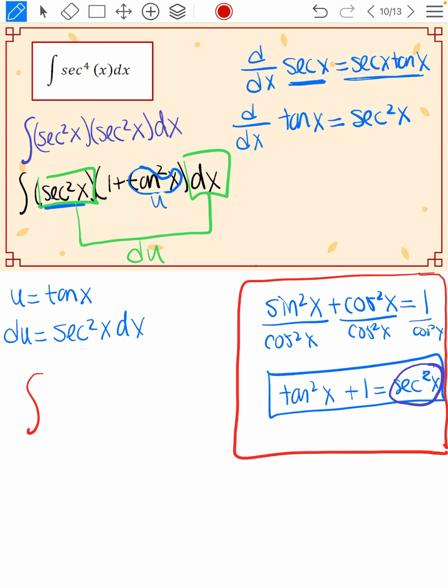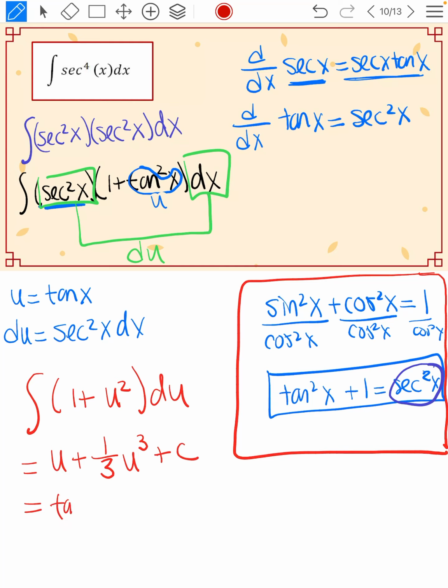So then when I rewrite my integral, I'm going to have 1 plus, don't forget it's u squared, because u is just one of those tangents, 1 plus u squared du. And then I can find the antiderivative, which is going to get me u plus 1/3 u cubed plus c. Then replace back: u was tangent x, so I end up with tangent x plus 1/3 tangent cubed x, or you can write tangent of x cubed, plus c. Final answer.